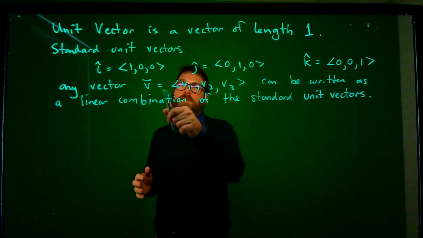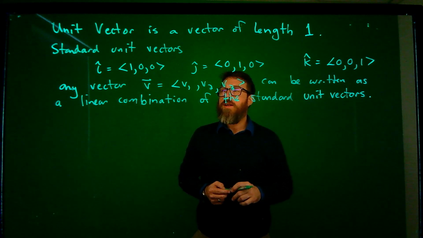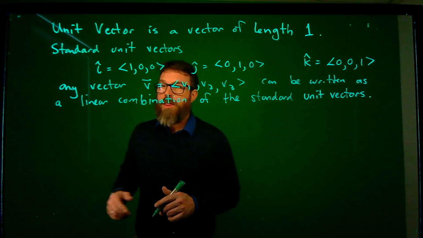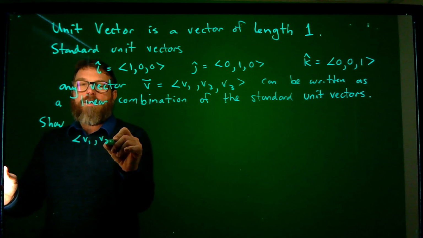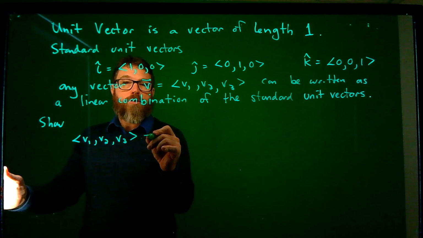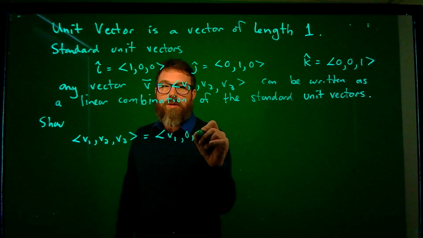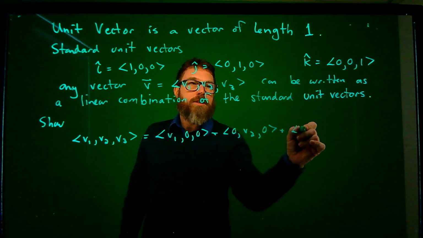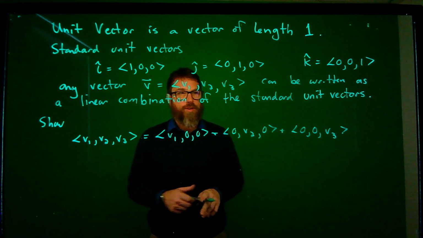Now my claim is that any vector v, which is v1, v2, v3, we're just going to do this in 3 dimensions, can be written as a linear combination of the standard unit vectors. And the way I can show that is if I have v1, v2, v3, well, this is the same thing as the sum of 3 vectors, where I can just isolate the components. So v1, 0, 0, plus 0, v2, 0, plus 0, 0, v3. And I know when I add these things together, I'm going to get this vector.